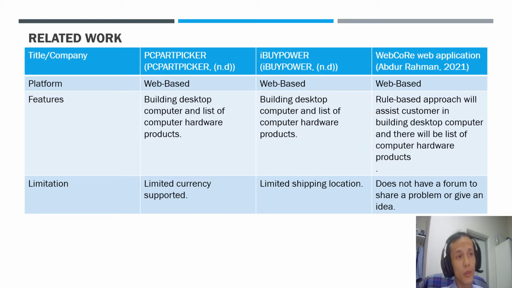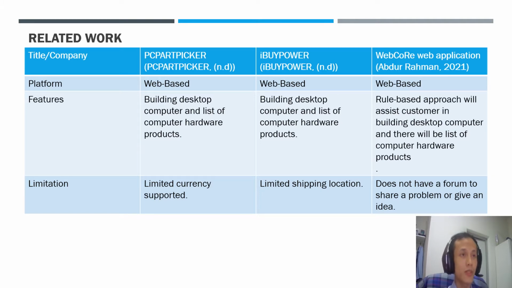For related work, there are two websites similar to WebCore. Number one is PCPartPicker. PCPartPicker is web-based, and the features provided by this website are building a desktop computer, and there is a list of computer hardware products. And the limitation is limited currency support.